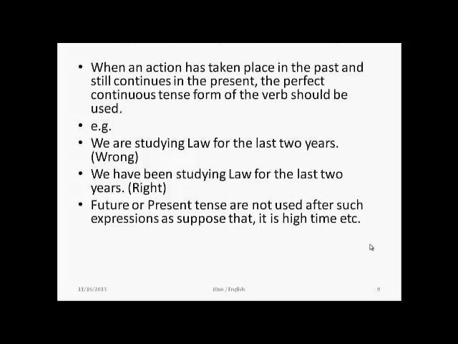The future or present tense are not used after such expressions as suppose that, it is high time, etc. So for example, it is proper to say, it is high time that you went home.